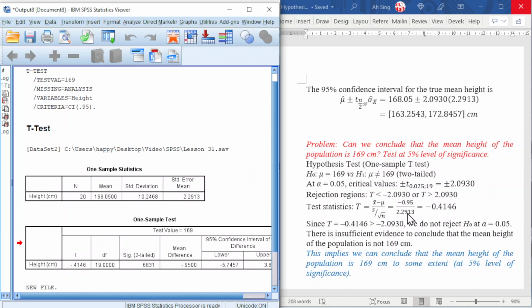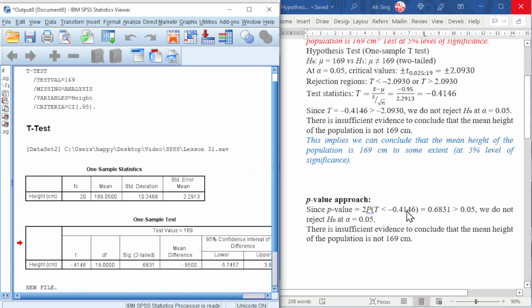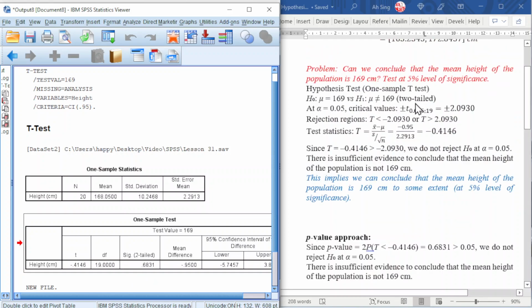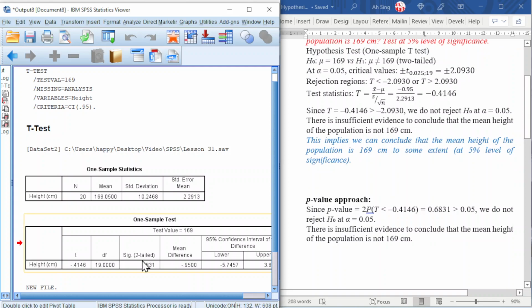On the other hand, to make use of the p-value approach, the p-value is calculated by using this test statistics. Since the value calculated is based on two-tail and what we want here is exactly two-tail, which means that we can take the value directly. We could also calculate this value by using SPSS.